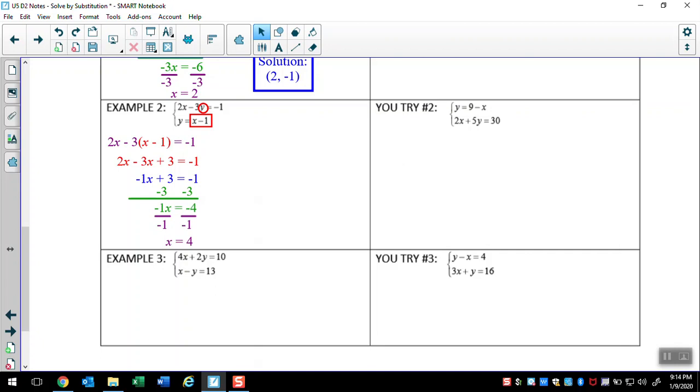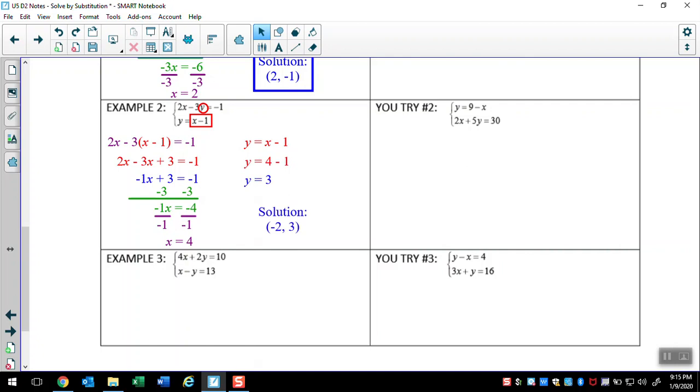All right, I found x. Now we need to find y. So we can go back up and use this equation where y is already solved for itself. Substitute 4 in for x, and then we end up with y equals 3. So my solution is going to be the ordered pair of 4, 3.